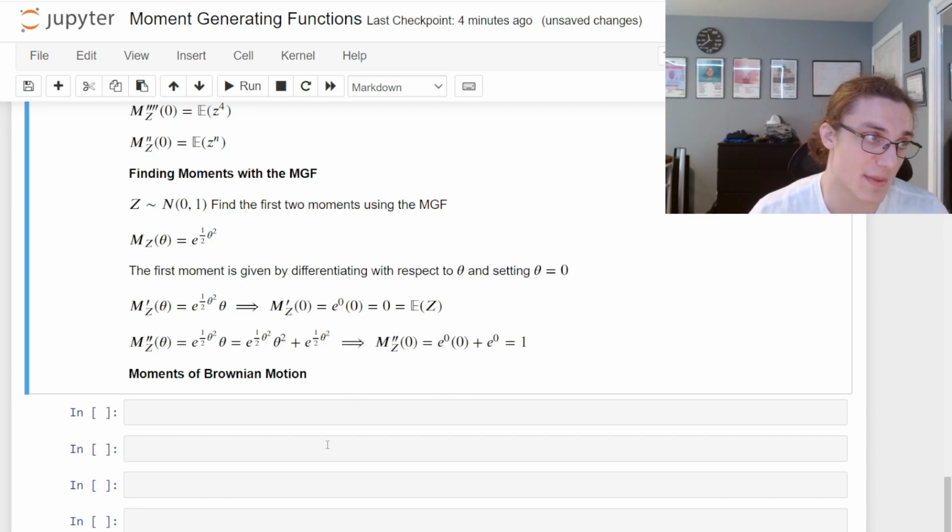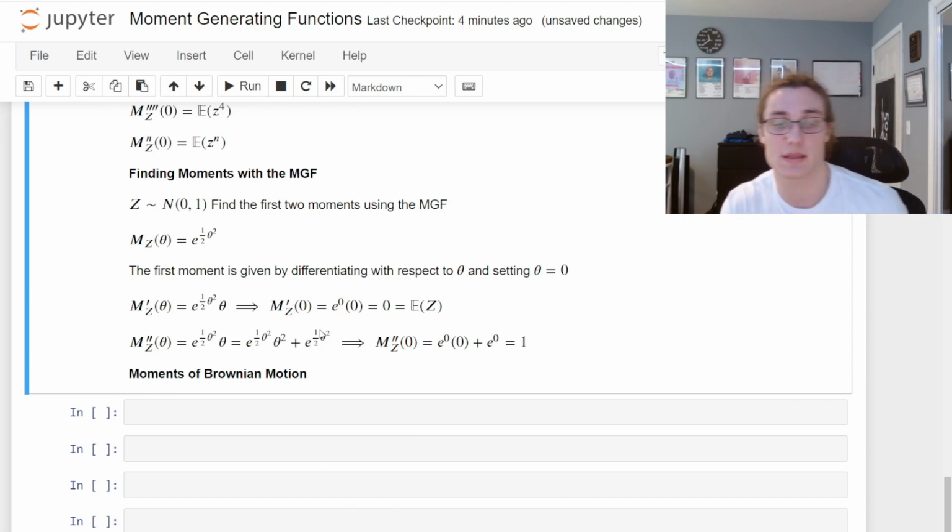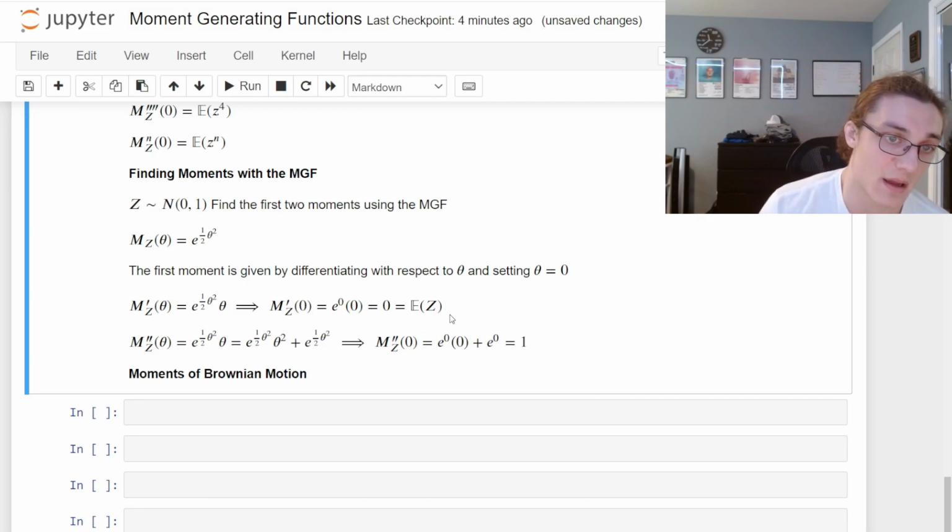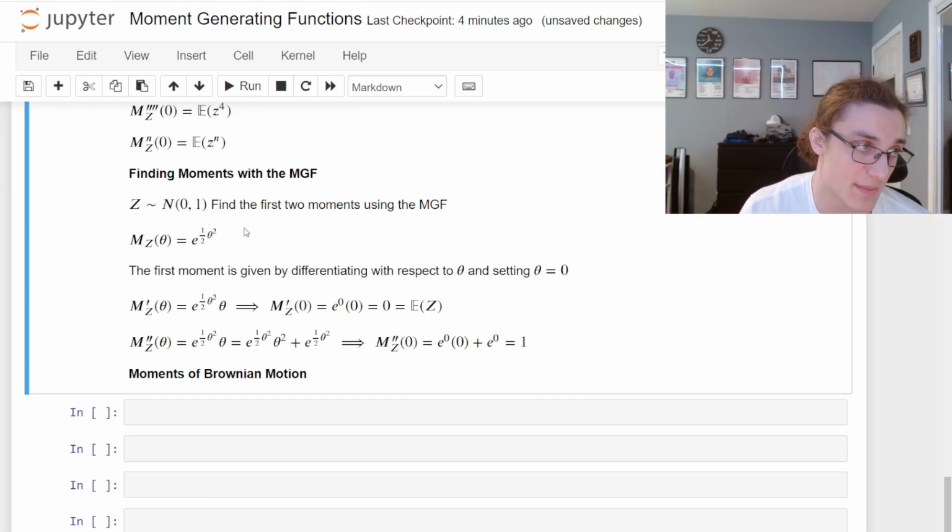It's just going to keep expanding. But nevertheless, this is how we can solve for the statistical moments, or the higher order moments, of a random variable that happens to be normal.